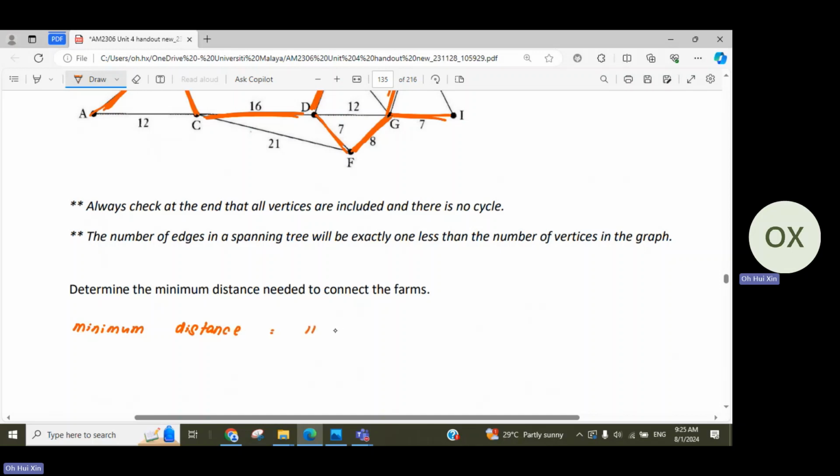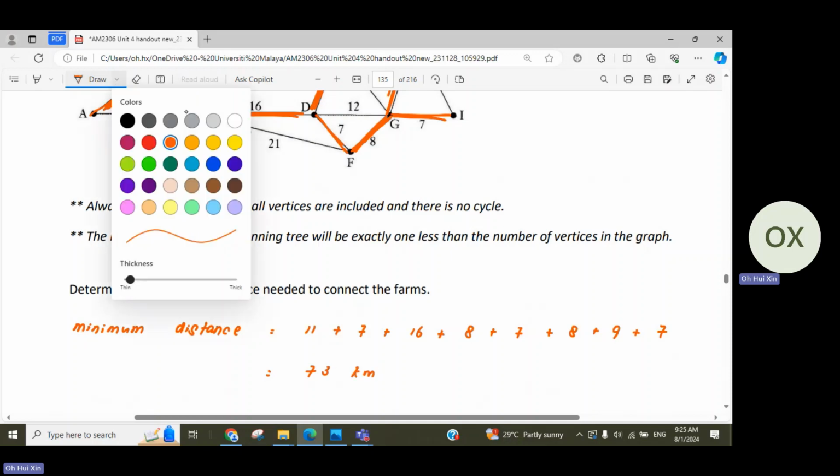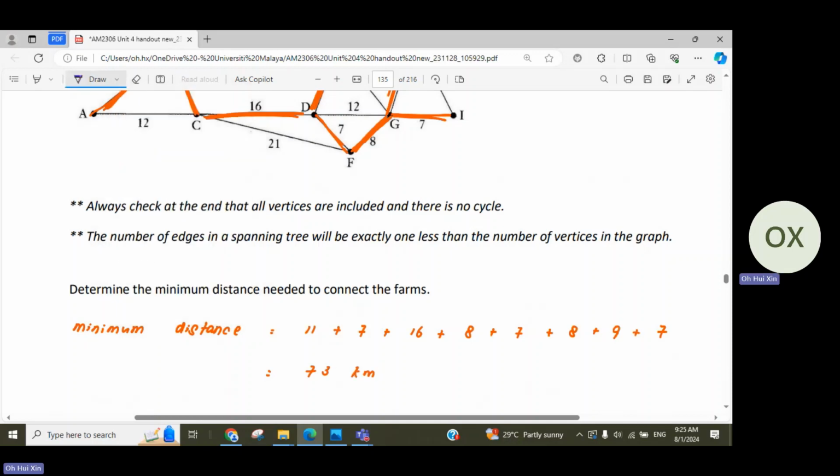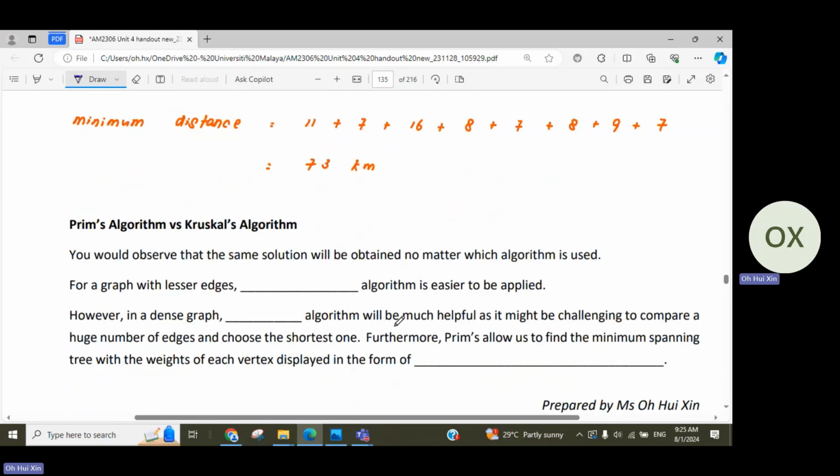But like what I said, it's important for you to understand how Prim's algorithm works, because later we are going to talk about the distance table, and for that situation you can only use Prim's algorithm. So when you add up all the numbers, you should be able to get 73 km as well. Just a short note before we move on to the last 2 exercises.